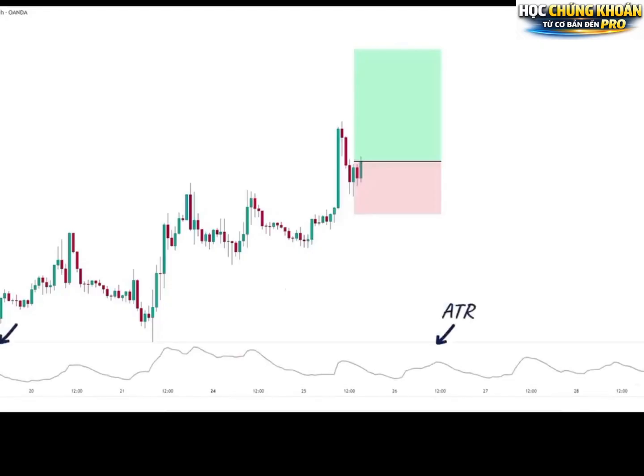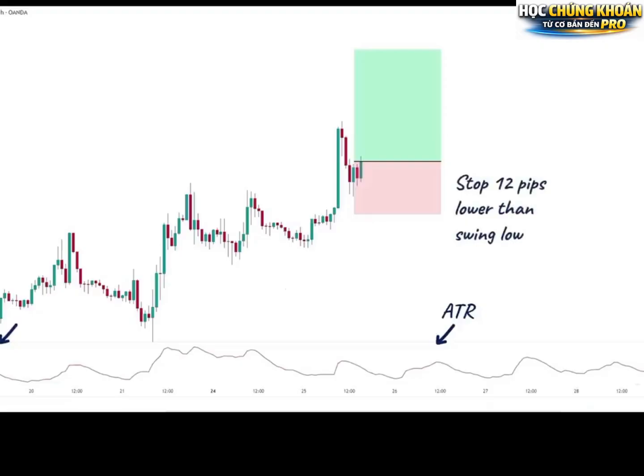The average true range, or ATR, is an indicator that measures market volatility. It gives you the average size of the previous 14 candles in default settings. So here, ATR is 12 pips. So we will place our stop 12 pips below the lowest point of the candle.